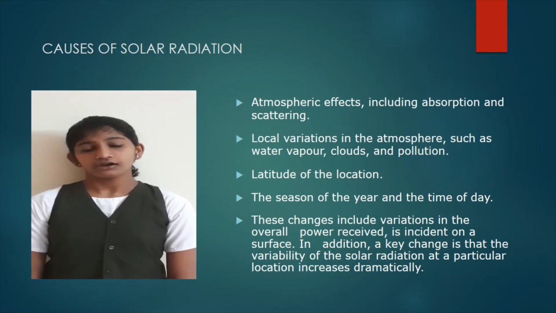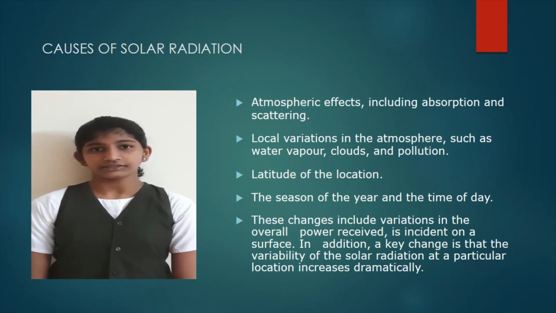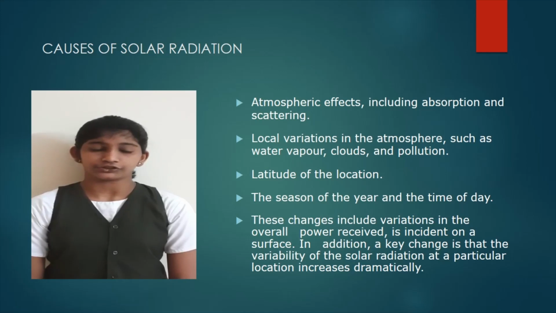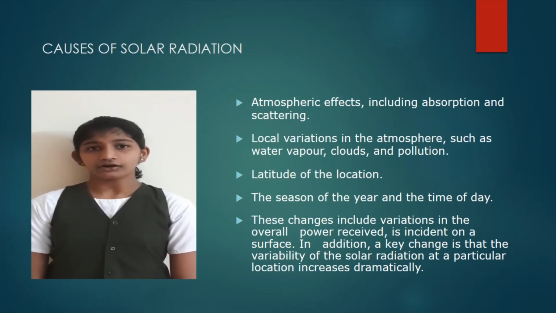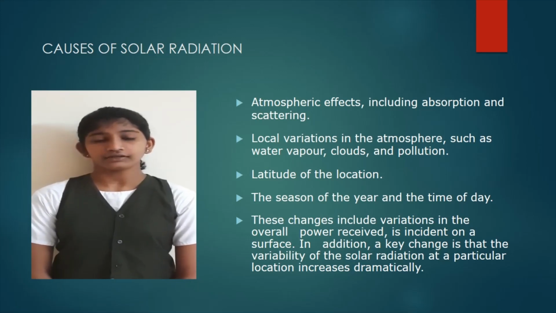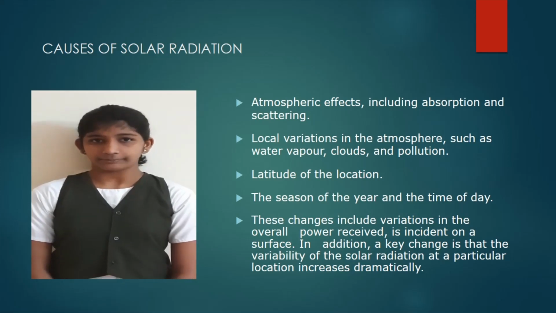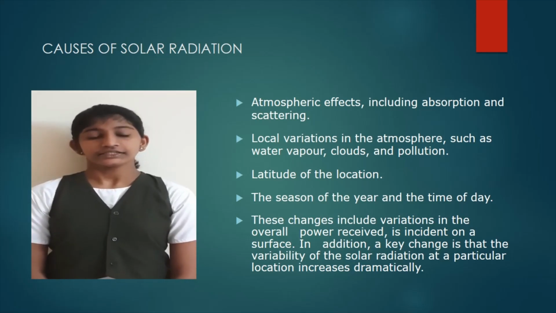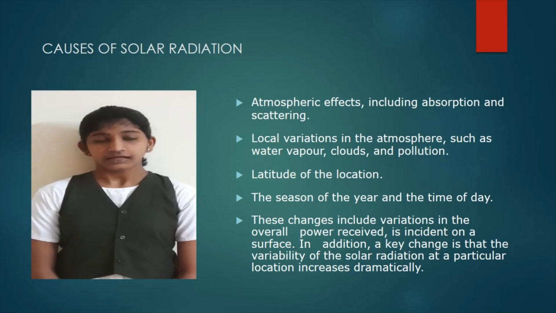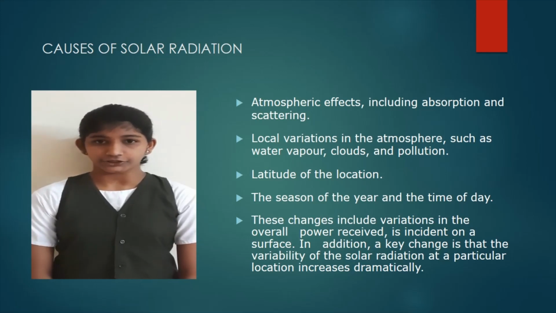Second cause, local variation in atmosphere such as water vapor, clouds and pollution. Third cause, latitude of the location. At higher latitude, the angle of solar radiation is smaller, causing energy to spread over a large area of surface and cool the temperature. Fourth cause, season of the year and time of the day. This is the main cause of solar radiation.